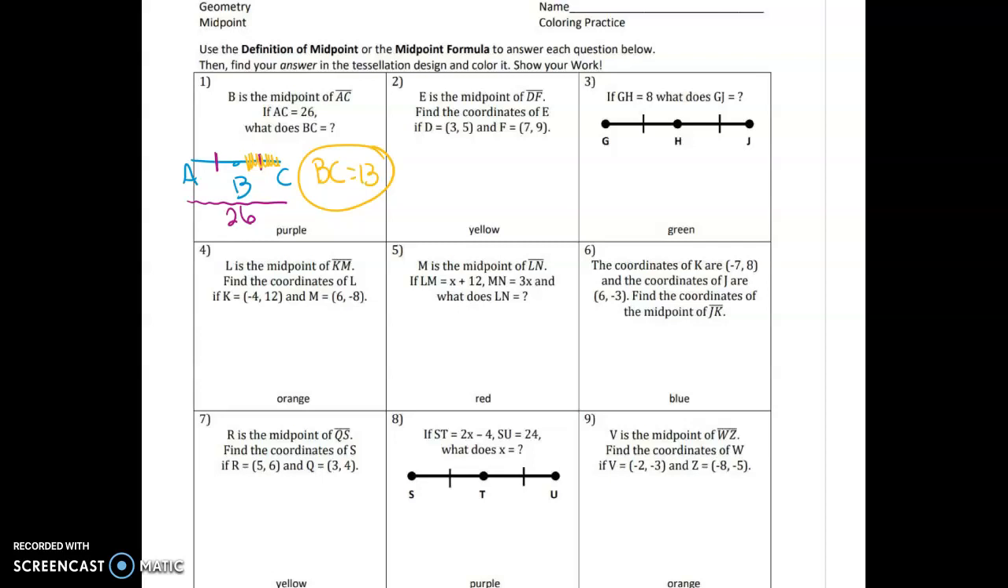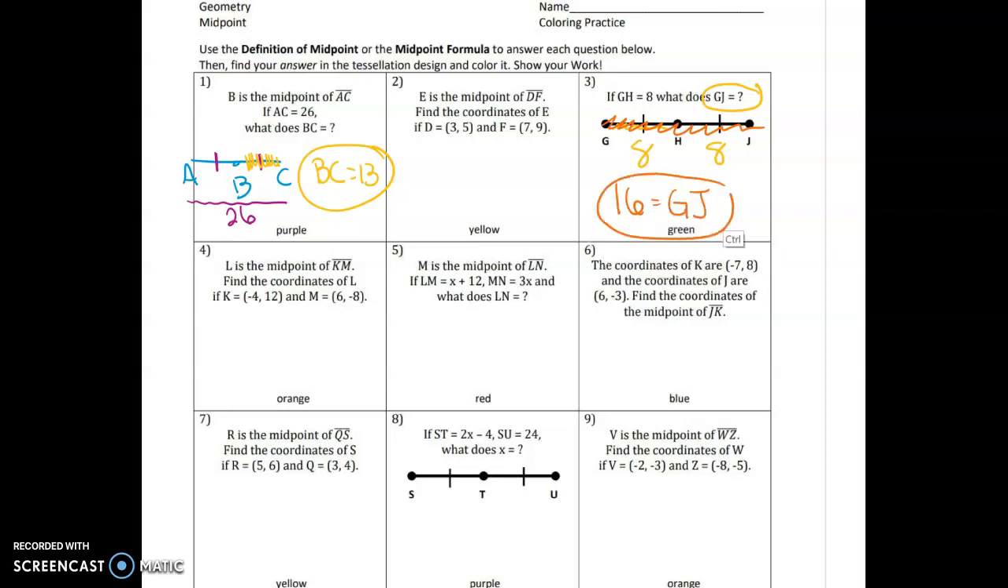Number 3 is also going to be similar. So if GH from here to here is 8, then what I want to know is what's the whole thing. And if you notice those congruent markers, so if the left side is 8, then according to the congruent marker, the right side is 8, and then I can use that to figure out this whole thing, that from G to J is a total of 16.